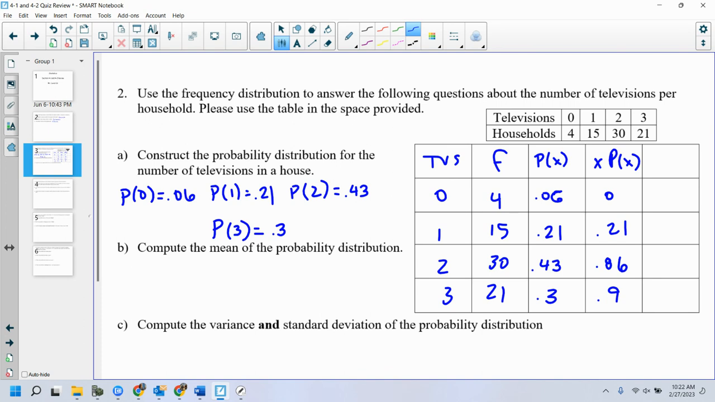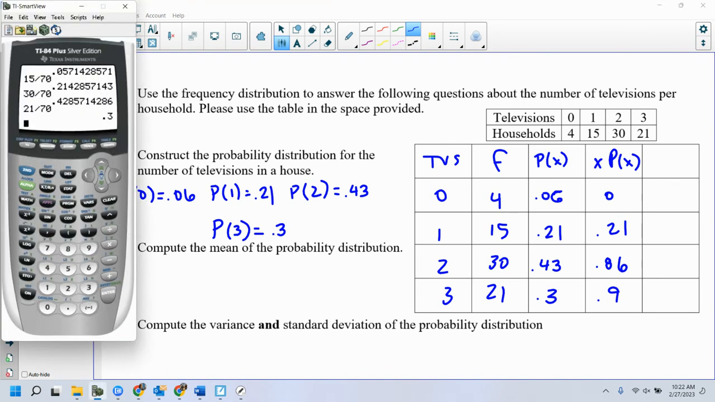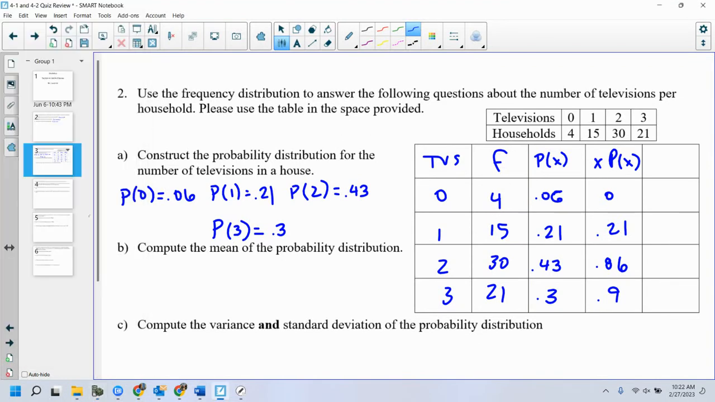Yeah, because this is like my expected value. If I randomly chose a person, what do we believe their number of TVs would be? Well, it would be 0.21 plus 0.86 plus 0.9, which is 1.97 TVs. So the mean is going to be 1.97. Yeah, that's this.